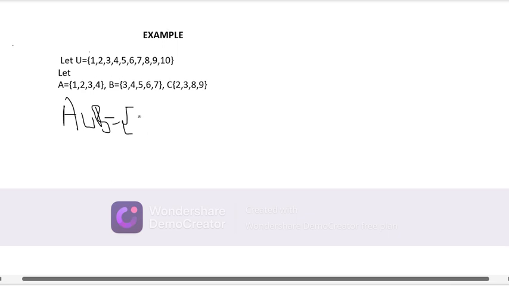We can start with A and just list them: 1, 2, 3, 4. Since it's A union B, we go to B. It's 3, and since we already have 3, we won't write it again. 4, we already have it. We go to 5. We go to 6. We go to 7. So this is A union B. That's all about A union B. The others, you can do them as an exercise: do A union C and B union C.